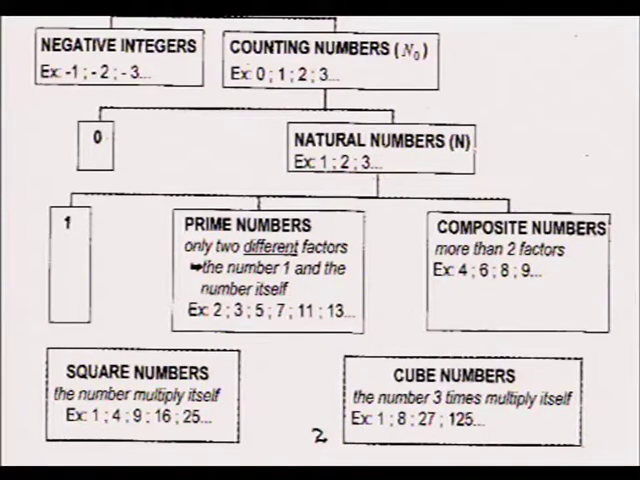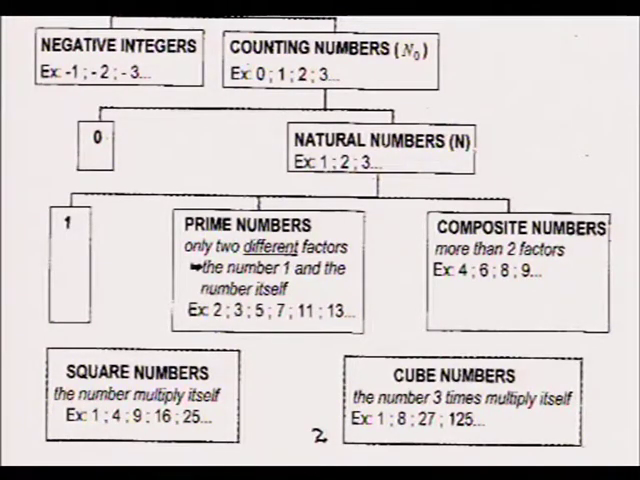Again, still numbers: negative numbers, and the counting numbers, the natural numbers, starting from 1, and then we have 0, then we have 1 and the prime numbers, and the composite numbers. The square numbers, for example, 1, because 1 times 1 is 1, and 4, for example, 2 times 2, and 9, 3 times 3, 16, 4 times 4, 25, which is 5 times 5. And then the cube numbers.